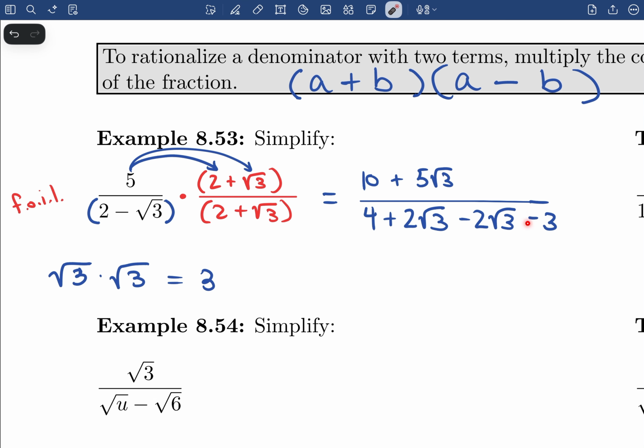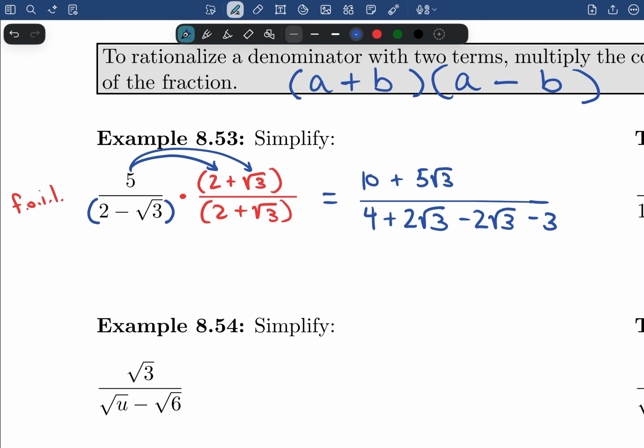Why minus? Why is there a minus? Because I multiplied a negative by a positive, so I got a negative. Okay? Great. And so now we're at this point, and the great thing about conjugates is that the outer and inner terms of foiling, when you FOIL conjugates, those terms are opposites of each other. Same value with opposite sign, right? I had positive 2 root 3 and negative 2 root 3, so they always cancel. The outer and inner terms of foiling always cancel when you're multiplying conjugates.